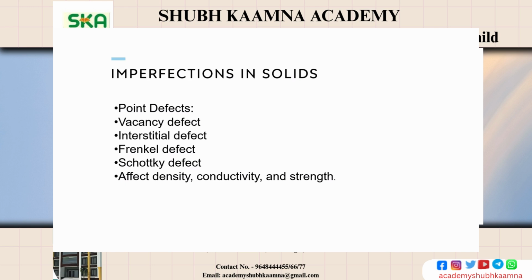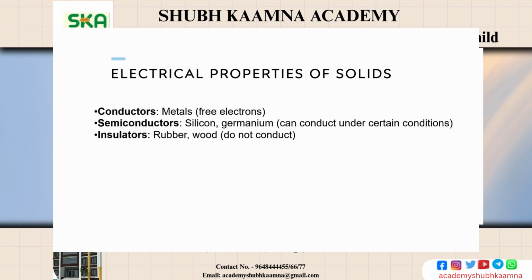Some of the electrical and magnetic properties. Based on electrical behavior, solids are classified as conductors, like copper, which have free electrons; semiconductors, like silicon, which conduct under certain conditions; and insulators, like wood or rubber, which resist the flow of electricity.